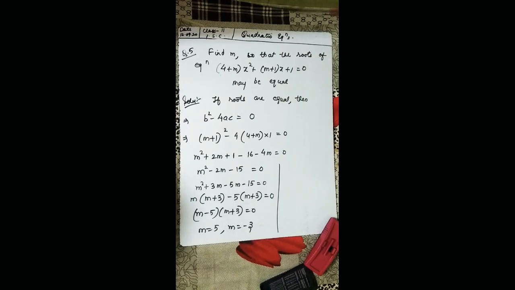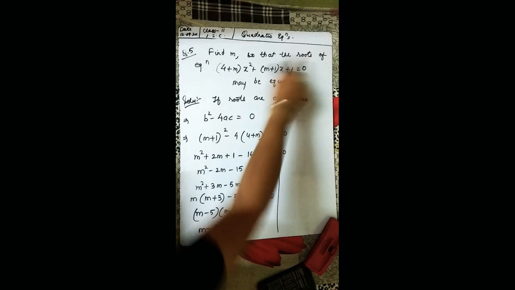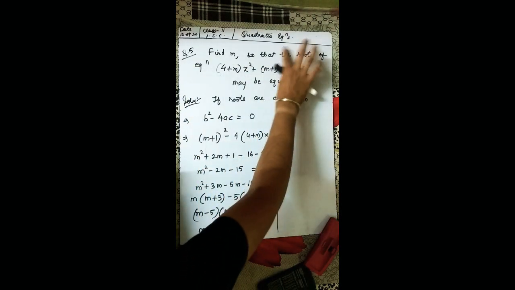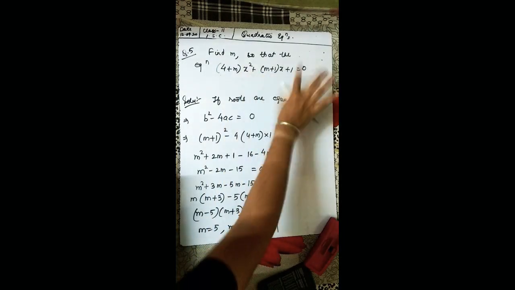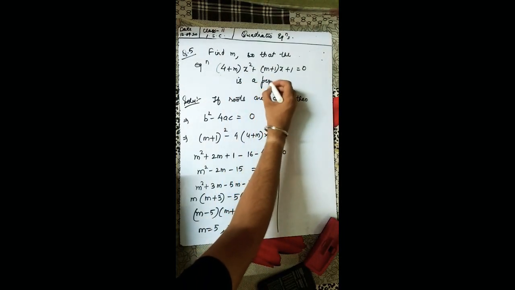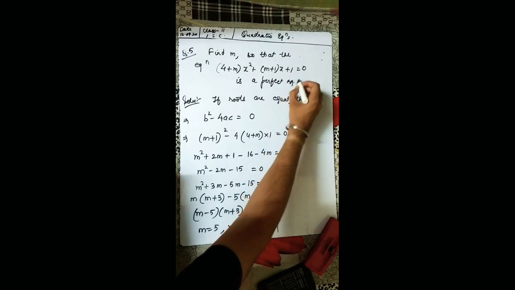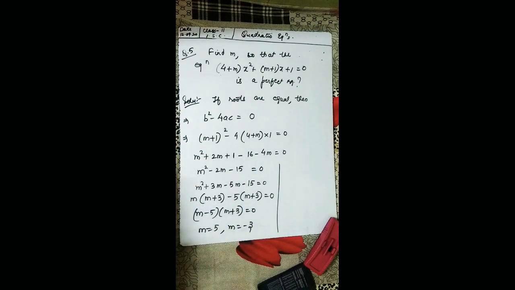What you have to remember in this question is that if they change the language of the question in such a way that: find m so that the equation is a perfect square. Don't get confused. This is actually the case of real and equal roots. That is, the discriminant will be 0 in a perfect square. So remember this also.